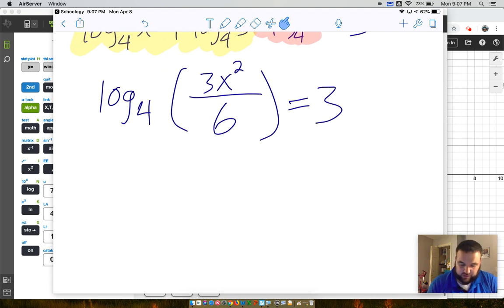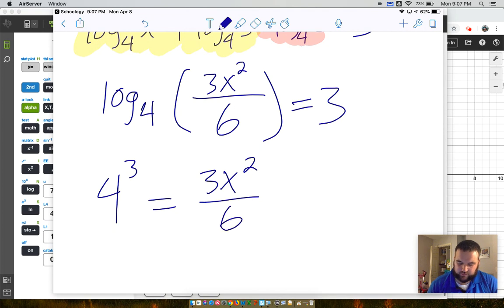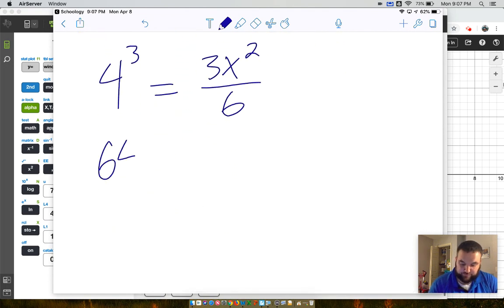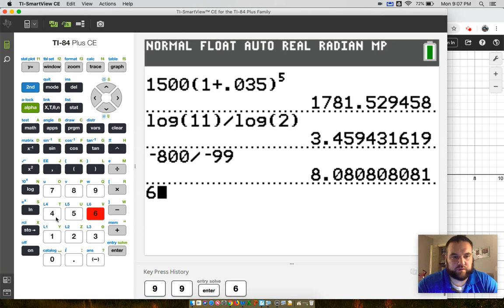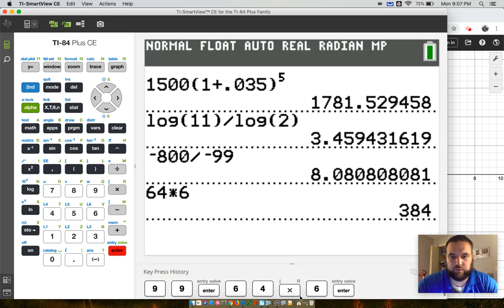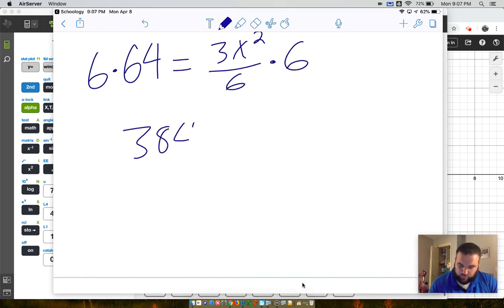So I'm going to write it in exponential form, which means my base 4 to the 3rd power is equal to this fraction 3x squared over 6. 4 to the 3rd is 64. Again, if I've got a fraction, I'm going to multiply both sides by the denominator, so times that by 6. There's a couple other ways you could attack this, but I'm going to do this. 64 times 6 should be 384. So we come back here. I got 384, those cancel, is equal to 3x squared.